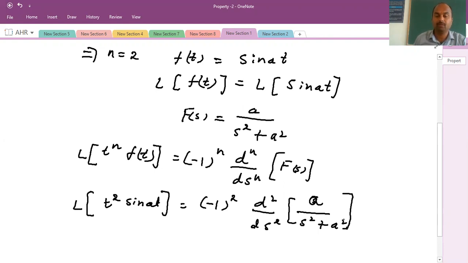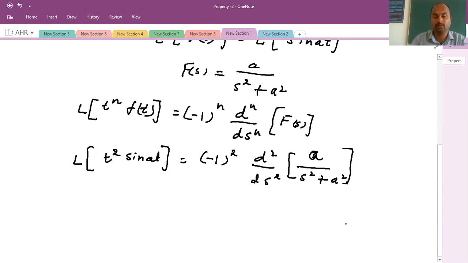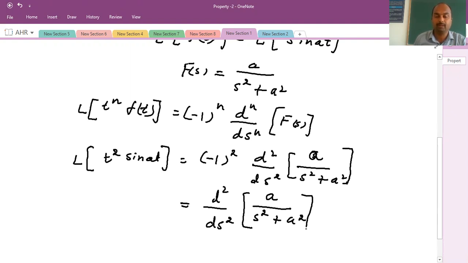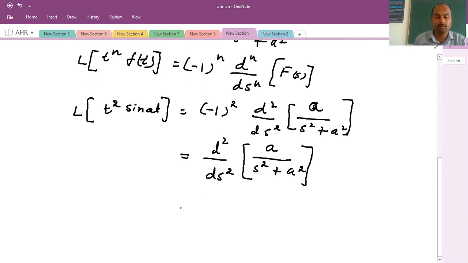d by ds means we have to differentiate this 2 times. I'll just repeat the same step. Minus 1 whole square will be 1. So which implies d by ds square of a by s square plus a square. Now differentiate it. Now I will differentiate this only one time. So I will write d by ds and I will differentiate this once.